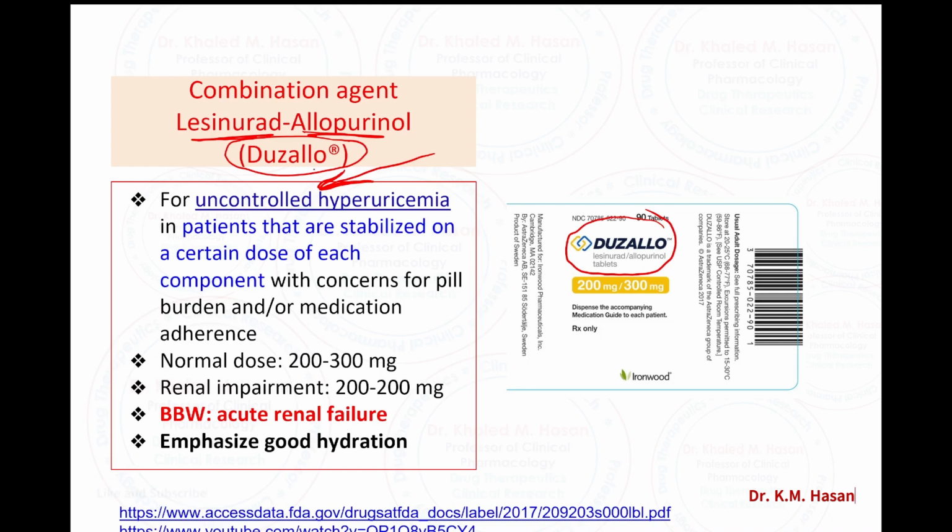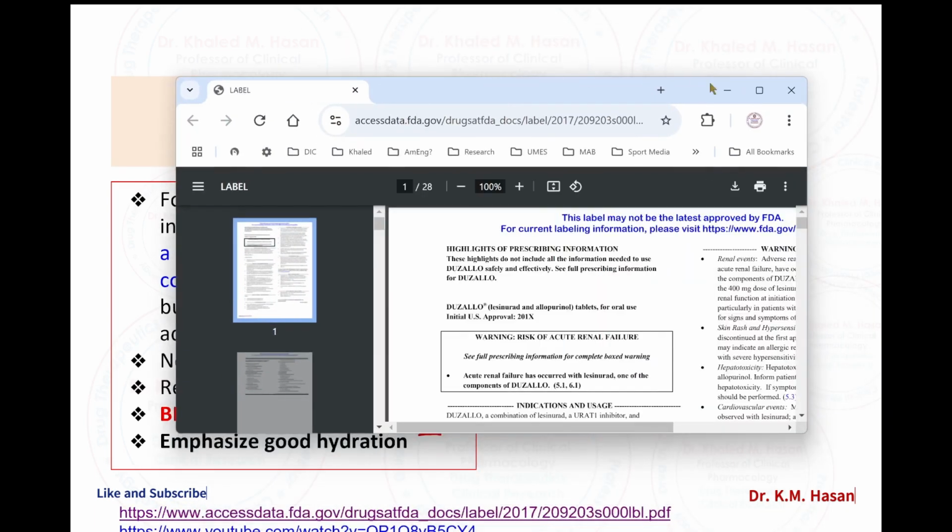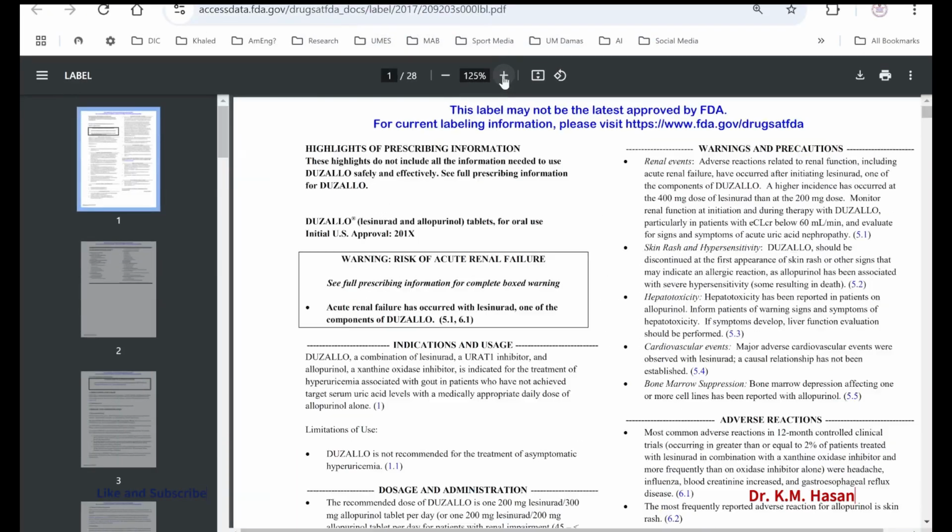It combines lesinurad and allopurinol for patients who are stabilized on a certain dose of each component, with a concern for pill burden or medication adherence. You can see here we have a combination treatment of two medications. This medication may cause acute renal failure. Therefore, hydration needs to be emphasized to avoid the risk of acute renal failure. Again, we can click on the link here to review Duzallo together.